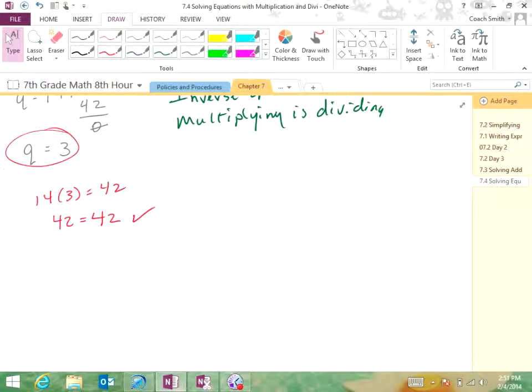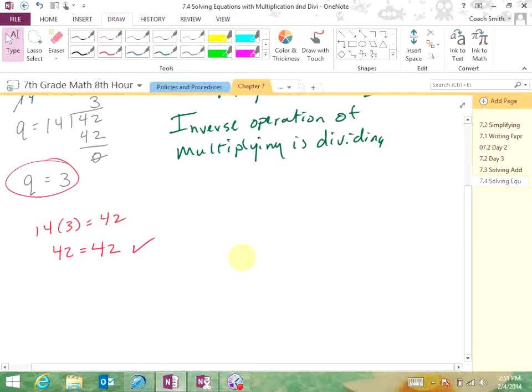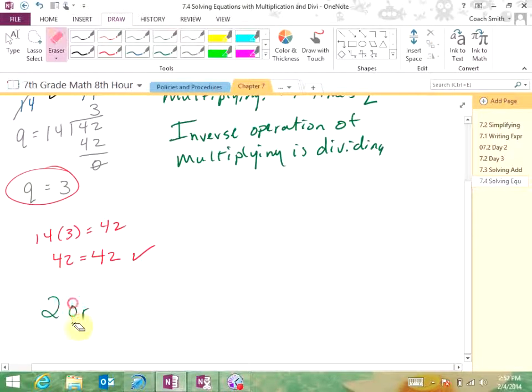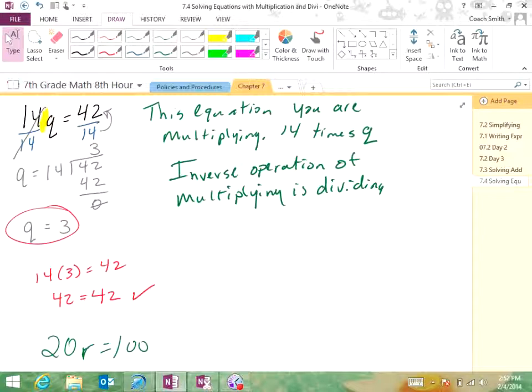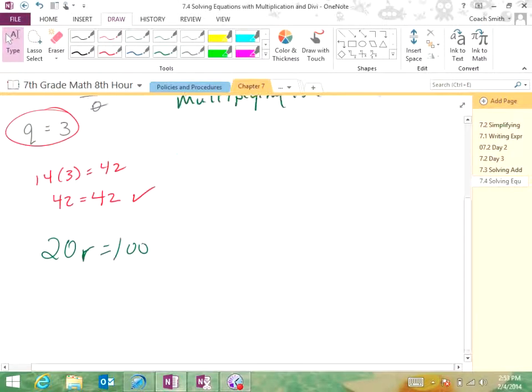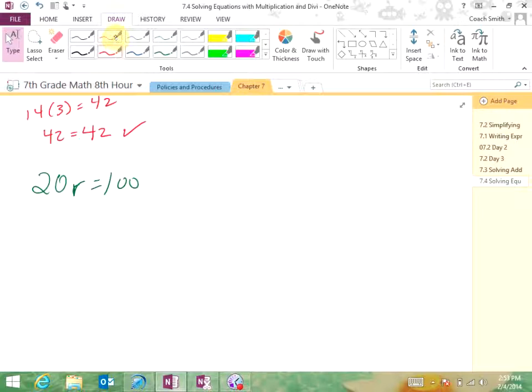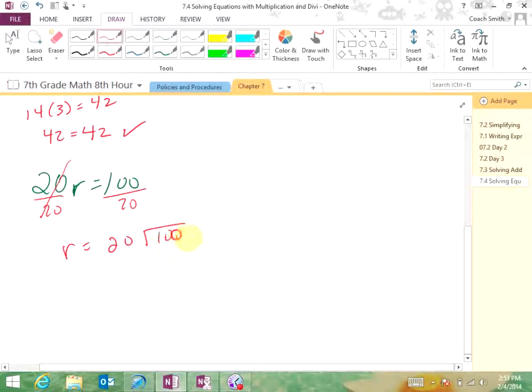Okay, now 20R equal 100. I want you to do the same process we just did up above and solve that equation. Okay, Vivica, what'd you get? 5. Yes. So, we divide by 20 to both sides. 20 over here cancels. R is equal to 20 into 100.